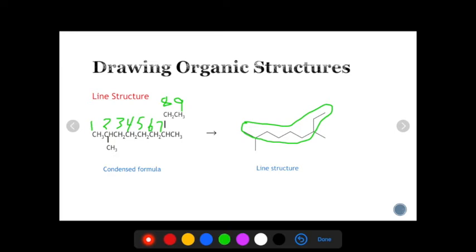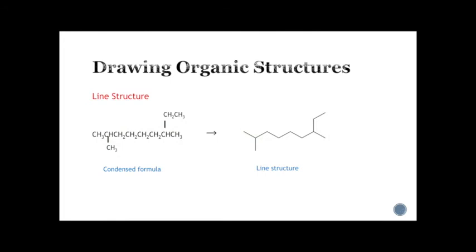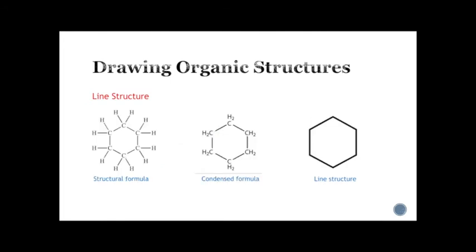And then this right here is CH3, and that right there is CH3. So those are represented here. Okay, so again, just to show you how we can go from condensed to a line structure. And then on the next slide, we have all 3 formulas again, and we have the aromatic ring, or the ring of carbon.